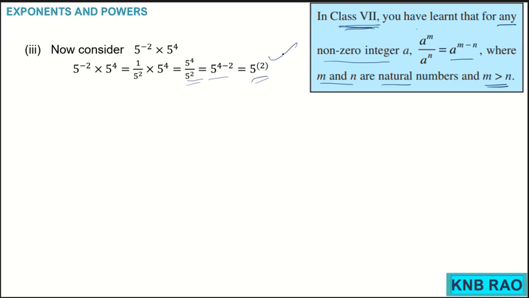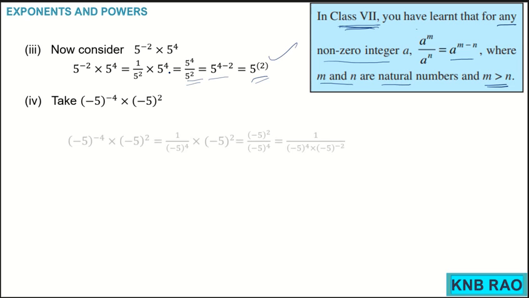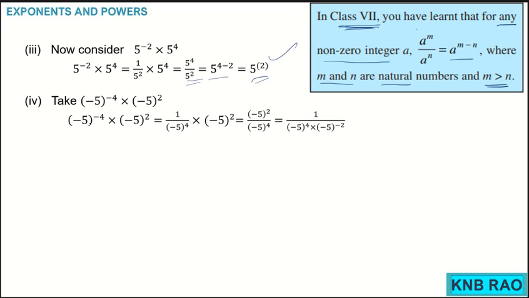Children, coming to another important example, if I have minus 5 whole power minus 4 into minus 5 square, we will do similarly, converting minus 5 whole power minus 4 into the form of 1 upon, that is, a negative power is converted to a positive power, by taking 1 upon minus 5 whole power 4 into minus 5 square. Now this becomes minus 5 square upon minus 5 power 4.